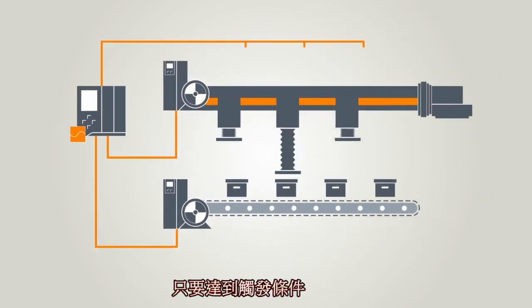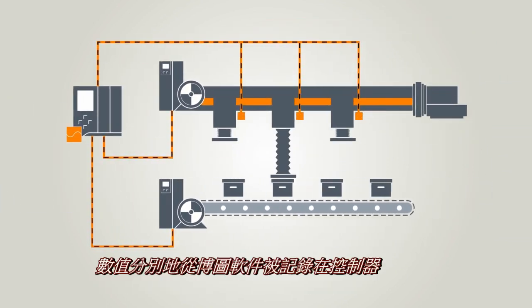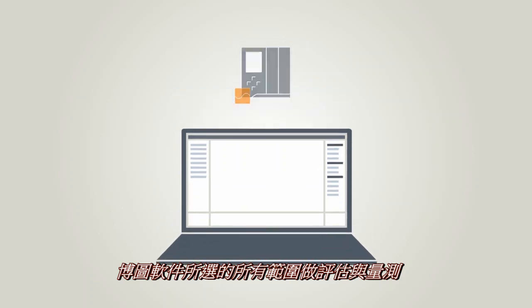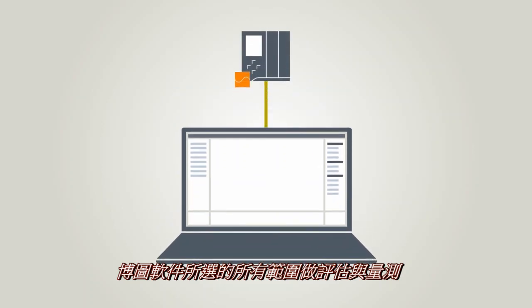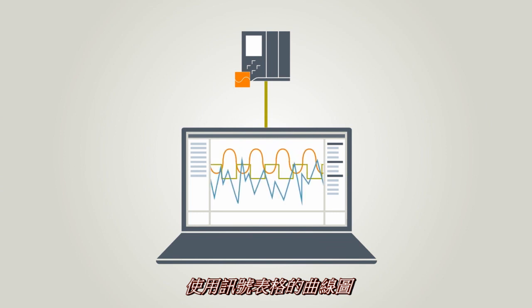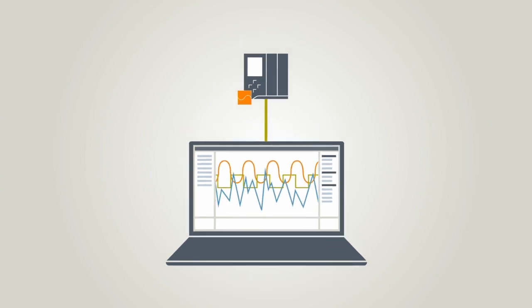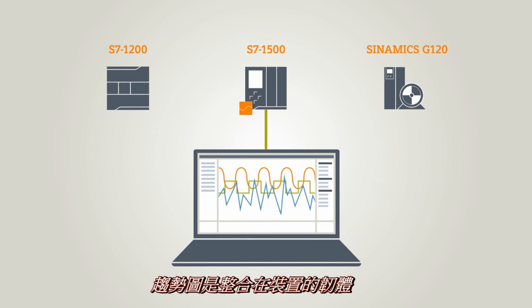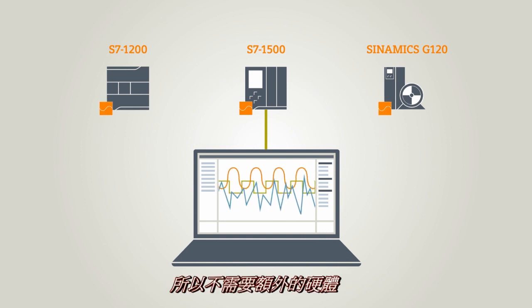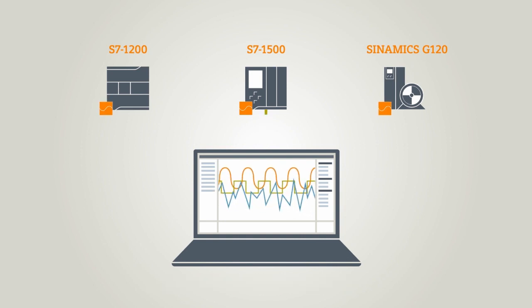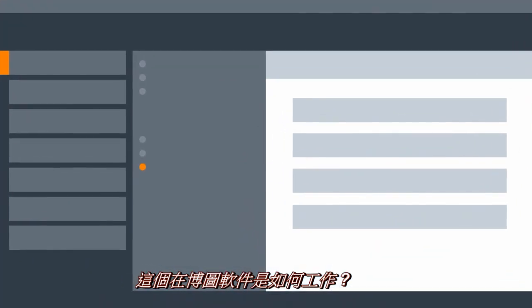As soon as the trigger condition is fulfilled, the values are recorded in the controller independently from the TIA portal. The TIA portal offers a whole range of options for evaluating the measurement using curve diagrams or signal tables. The trace is integrated in the device firmware, so no extra hardware is required. And this is how it works in the TIA portal.